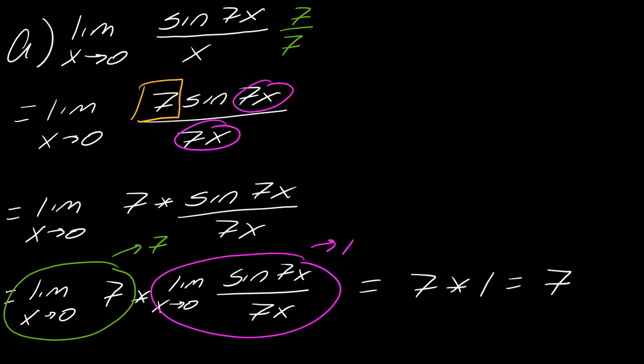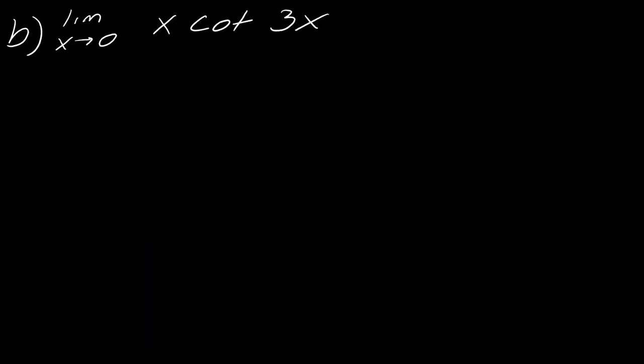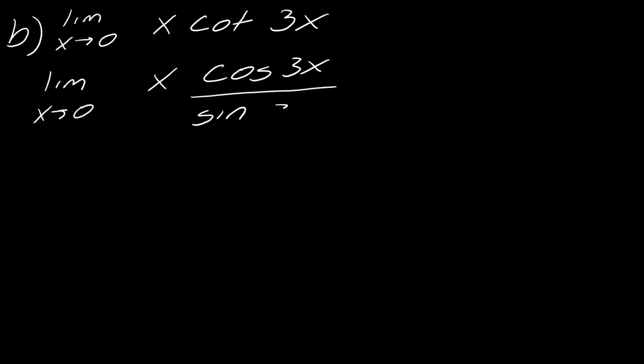Okay, so now let's just take a look at something just slightly more complicated. So at first looking at this, it might not be immediately obvious that there's an issue here. So you probably want to rewrite cotangent as, let's rewrite this as the limit as x approaches 0. So this will be x, and then this will be cosine of 3x over sine of 3x. So it'll look like this.